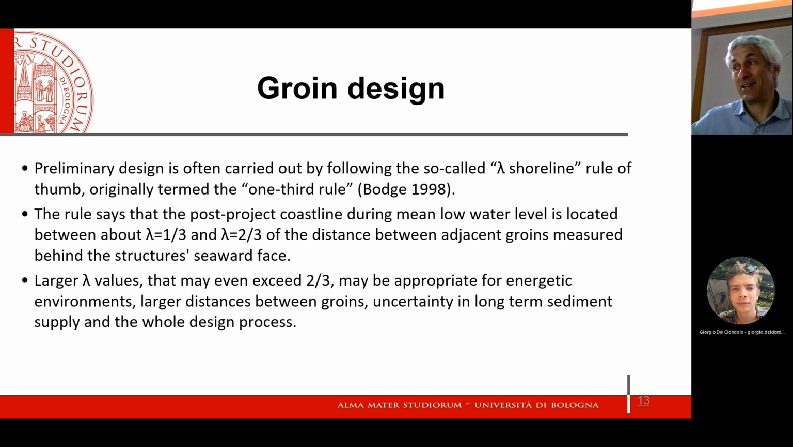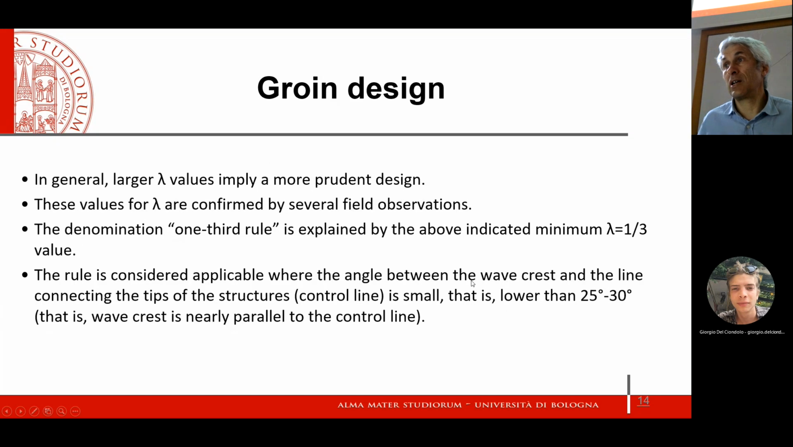And therefore, this is the reason why uncertainty means that you may get a larger lambda value. So uncertainty indeed means, from the point of view of the engineer, that you should increase your safety factor. So in the presence of uncertainty, let's reduce the gap between the groins, maybe, and if it's possible, extend them into the sea a little bit more. Okay, second slide. I already anticipated this consideration. Larger lambda values imply a more prudent design.